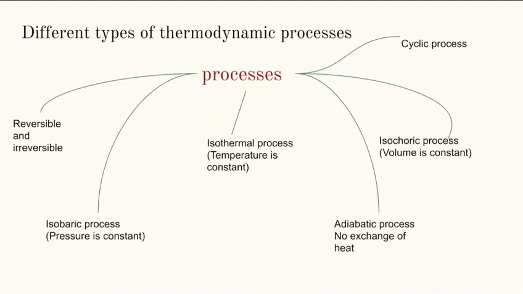Next are different types of thermodynamic processes. There are reversible and irreversible processes, isobaric process, isothermal process, adiabatic process, isochoric process, and cyclic process. Isobaric process is one in which pressure remains constant. Isothermal process is one in which temperature remains constant. Adiabatic process is one in which heat change is zero. Isochoric process is one in which volume is constant. Cyclic process is one in which the initial state and final state are the same.